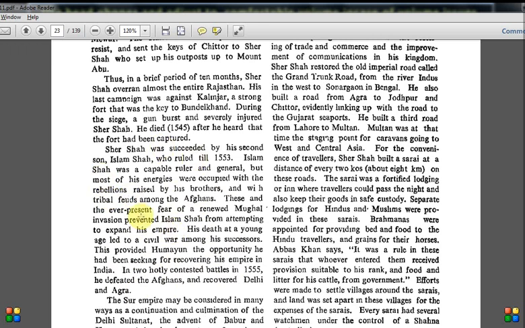Overall, what happened? Sher Shah was there. He died in a gunburst. Islam Shah came. He had a fight with his brothers and tribal people of Afghan, and he also died. And after that, his successors were weak, and that time Humayun will come back and recover Delhi. That's the full story.